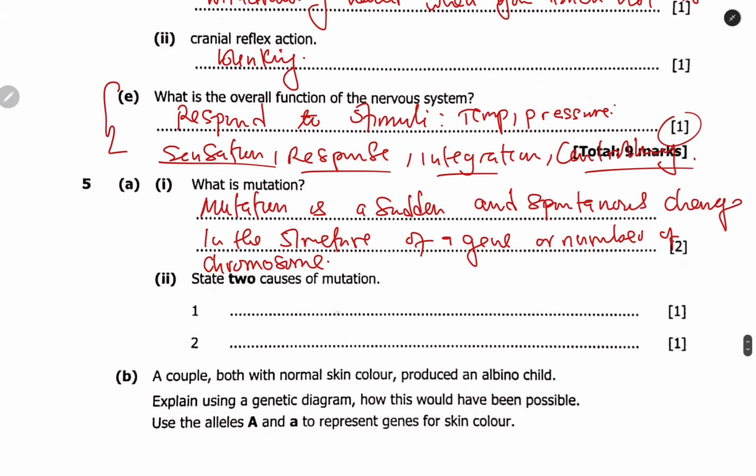Then state 2 causes of mutation. So one of the causes of mutation is chemicals. Certain chemicals cause mutation. And of course, we can talk of radiations. Okay, so radiations also cause mutation. So these are the 2 causes of mutation.